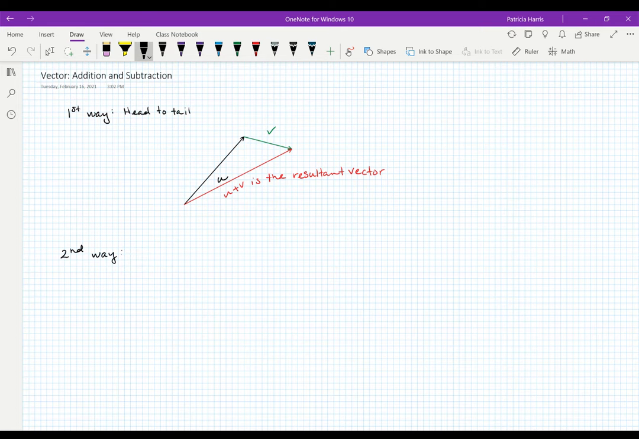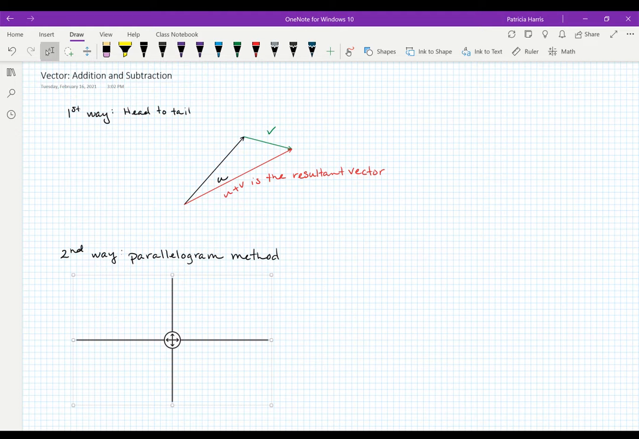So another way, or the second way, and this way I like a lot better, even though it seems to be a little bit more work, is called the parallelogram method. Okay, so what I'm going to do is do this on an XY axis just to make it a little easier.